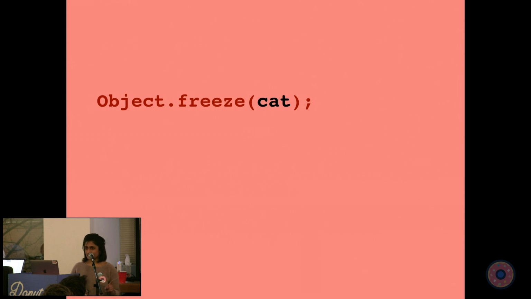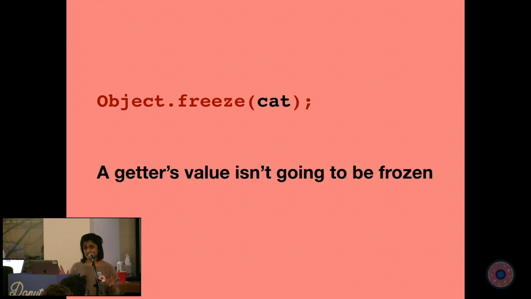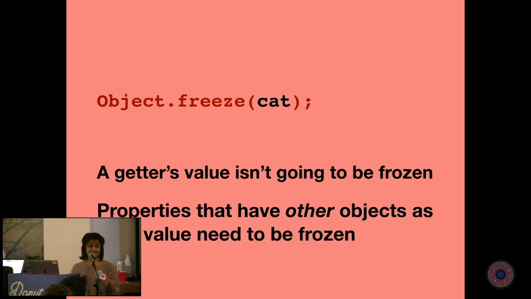But there are some things to be careful about when it comes to freezing objects, cats or otherwise. First, if you freeze an object and your object has getters, remember that getters are dynamic. So if we froze that cat and it had that loud sound function, the getter function, that's still going to do Math.random. You're not guaranteeing that that getter is going to always return a single number. So remember, a getter is dynamic. If you're going to freeze something, you need to be aware of what you're doing, because it might behave differently.